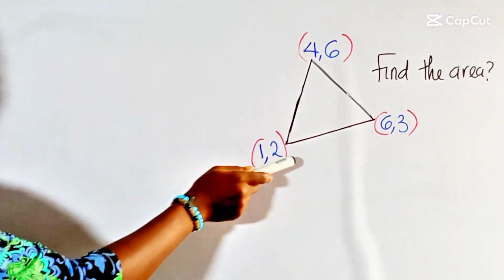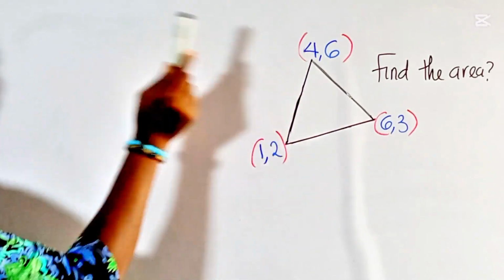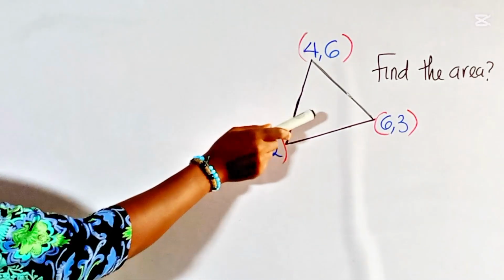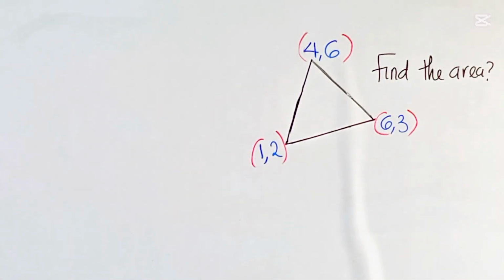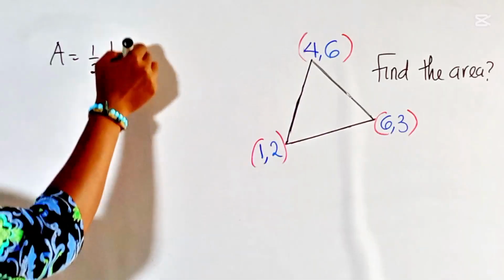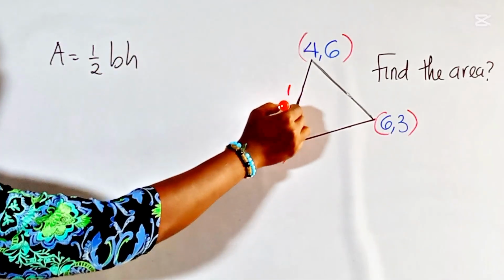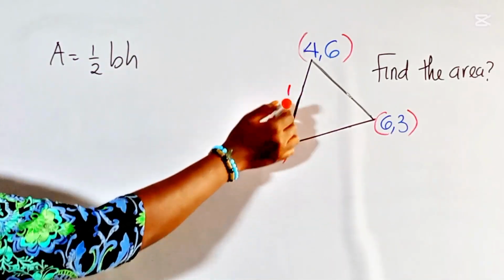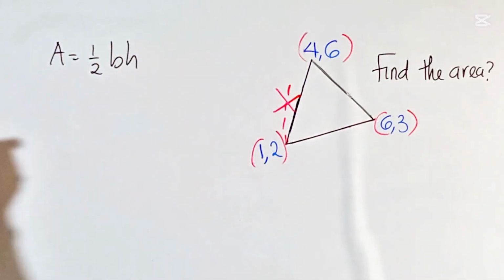This triangle has no base, no height, but I can still find its exact area. Most students start by finding the area using this formula, half base times height. But where exactly is the height? This is not horizontal, so this messes up so quickly that most students give up.